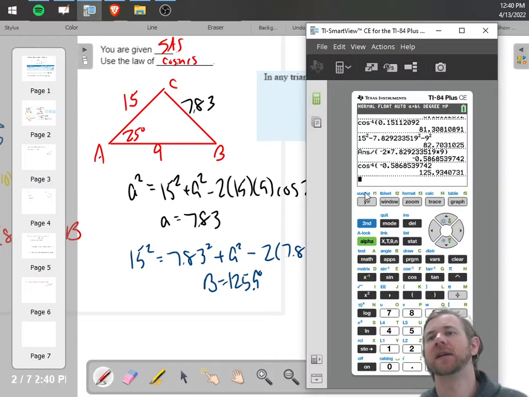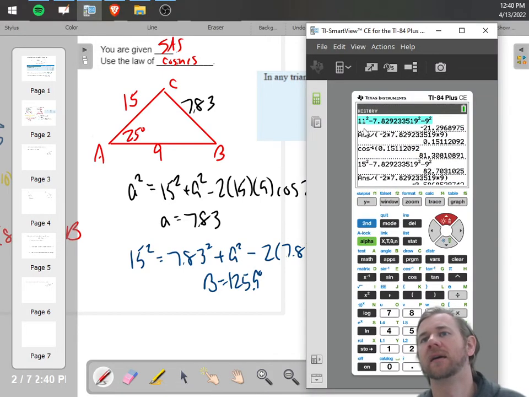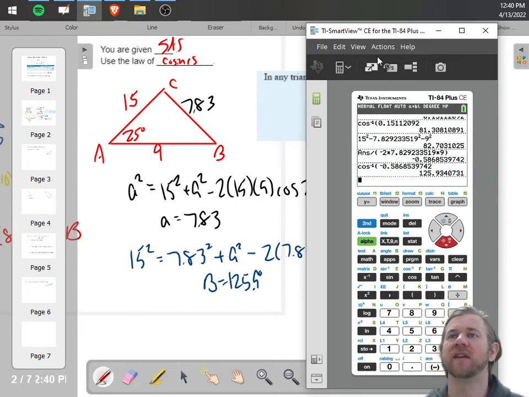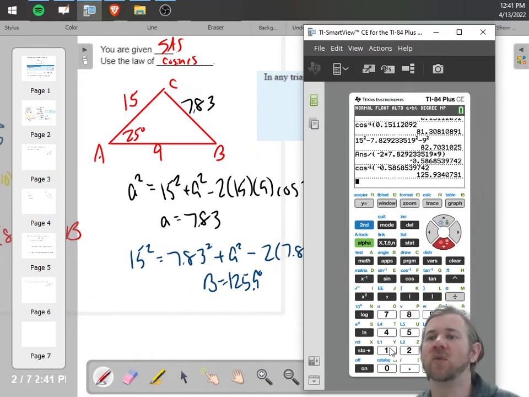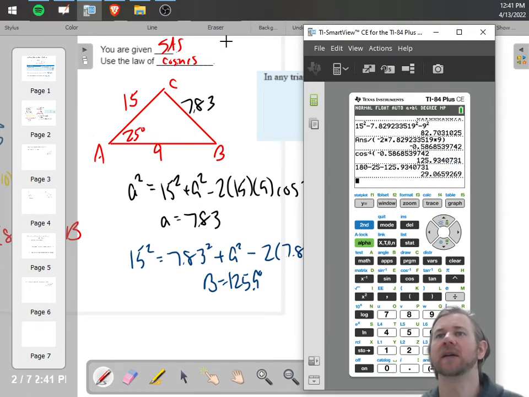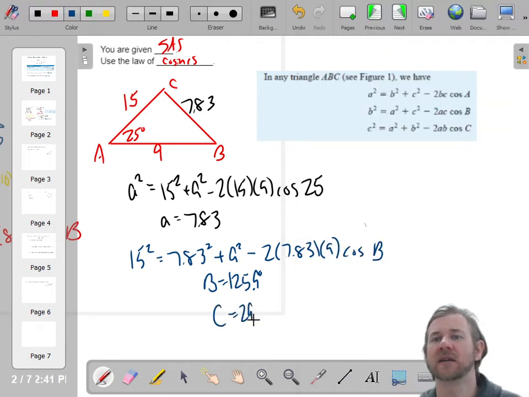See, you got to be careful. You're using 15 for little b, not 11. I think I might have just double tapped it, but that's okay. We got B is 125.9. We already have A, so I can do 180 minus 25 for angle A minus this guy, and that'll get me angle C, 29.1. C is 29.1 degrees.